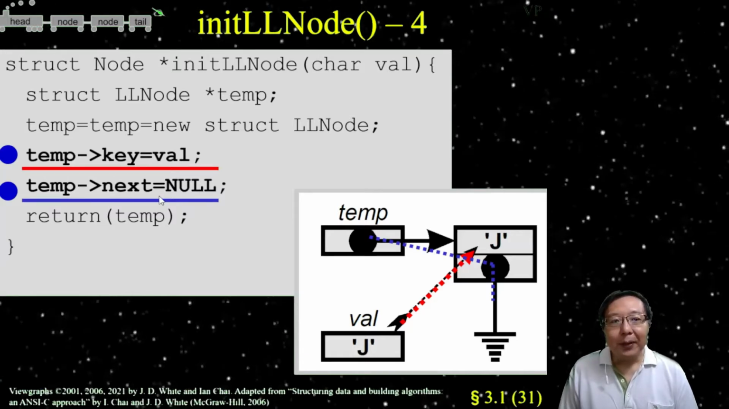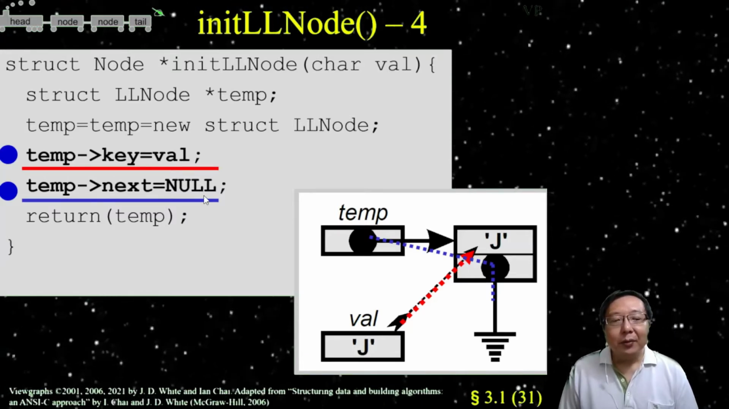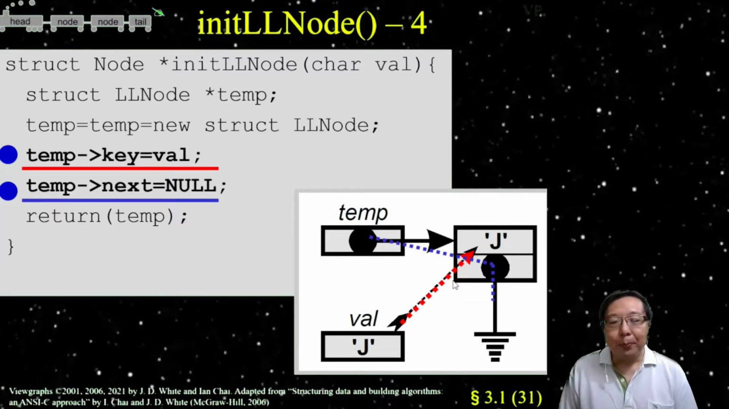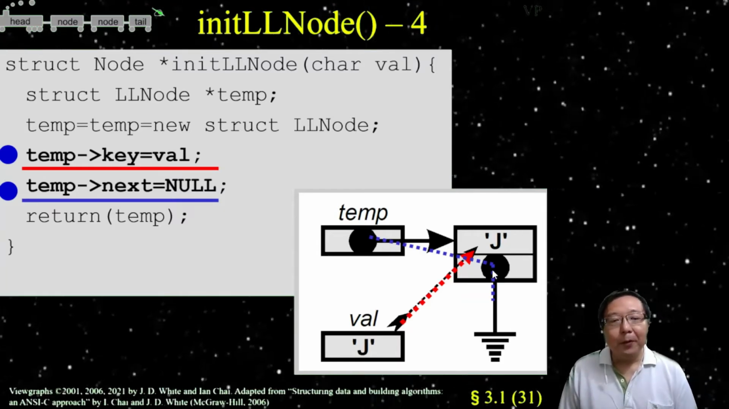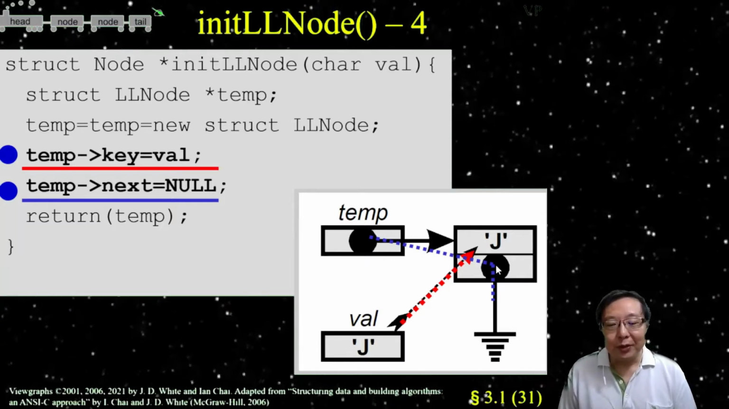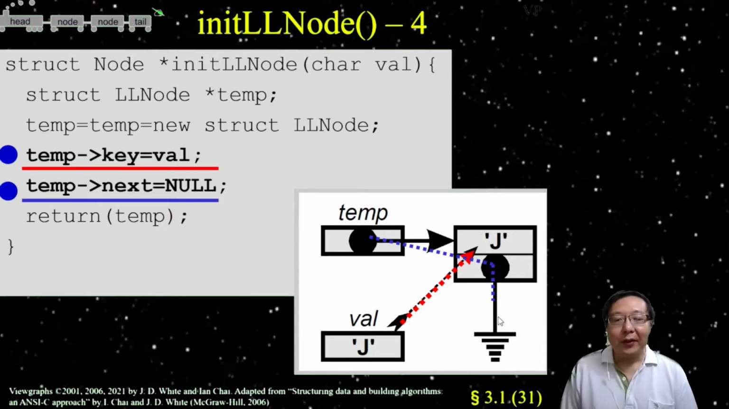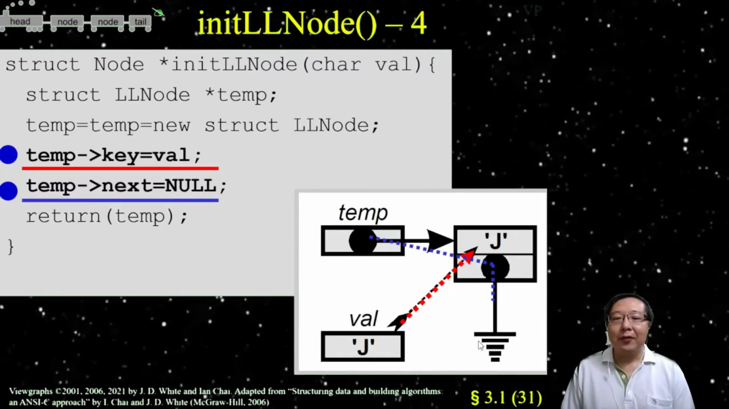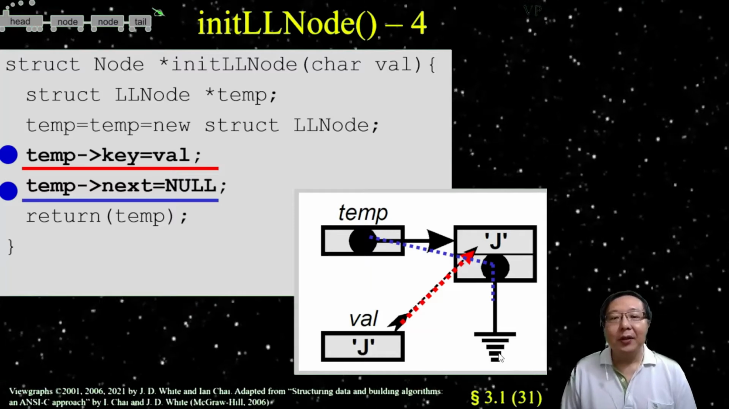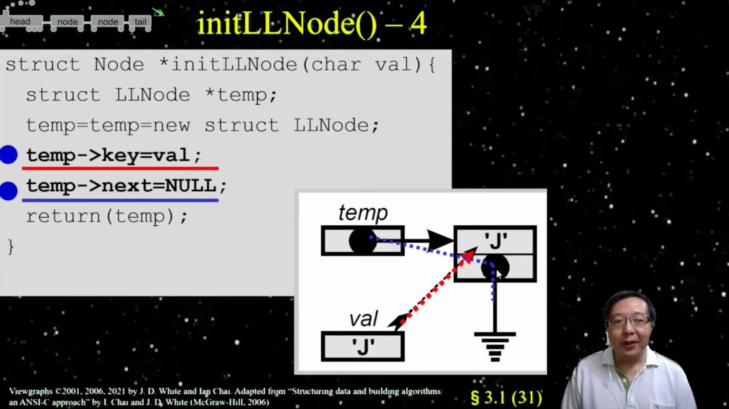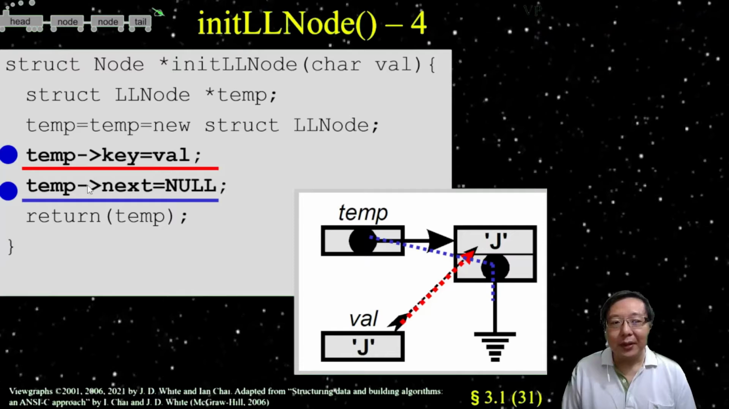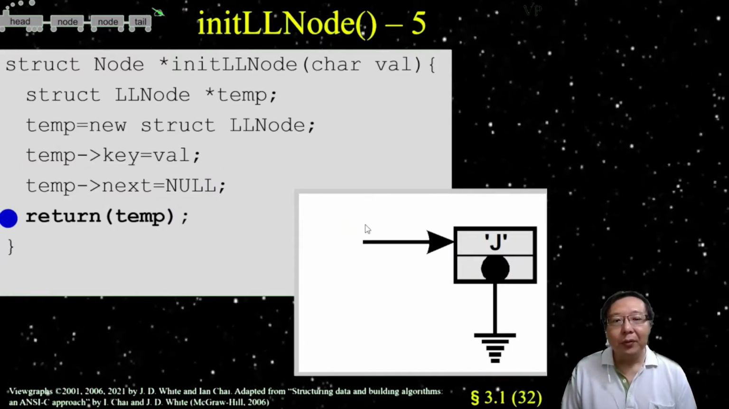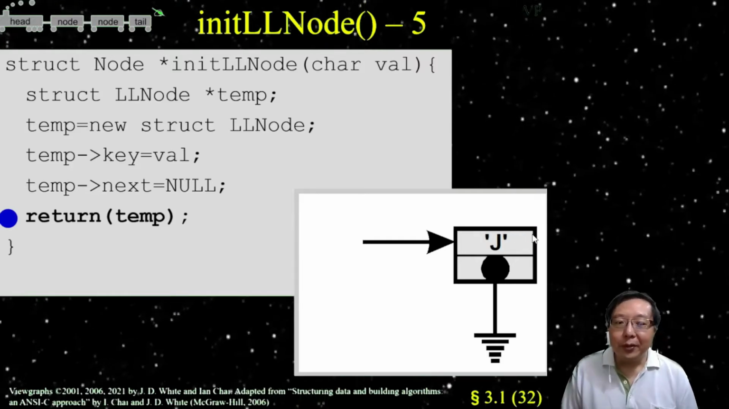Then temp arrow next equals null, which means that looking at temp, look at the node that it's pointing to, which is this node, look at the next part of that node, which is this pointer, and assign it the value null, which we signify in VP diagrams with an electronic ground symbol, just like this. So this is showing the result of these two actions. Then we return temp, so we return the address pointing to this new node.